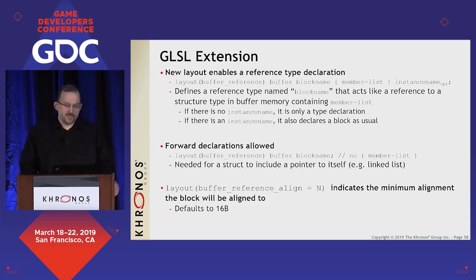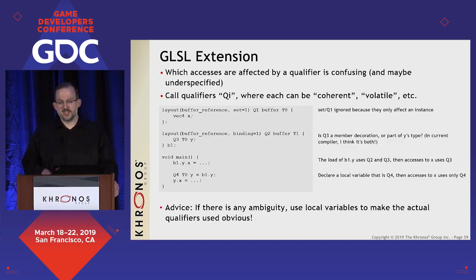So syntactically, it's really a pretty small extension of the existing block declaration syntax in GLSL. This first line of code at the top is the grammar rule for declaring a block. When you add the buffer reference layout to the front of it, it defines a reference type named block name that acts like a reference to a structure type containing the member list. If you leave out the instance name, then it's only a type declaration. If you include the instance name, then it also declares the block variable like usual. Forward declarations are allowed just by omitting the member list.